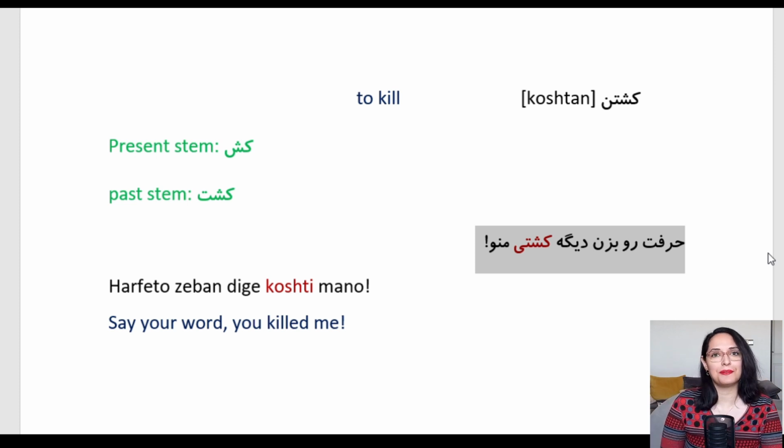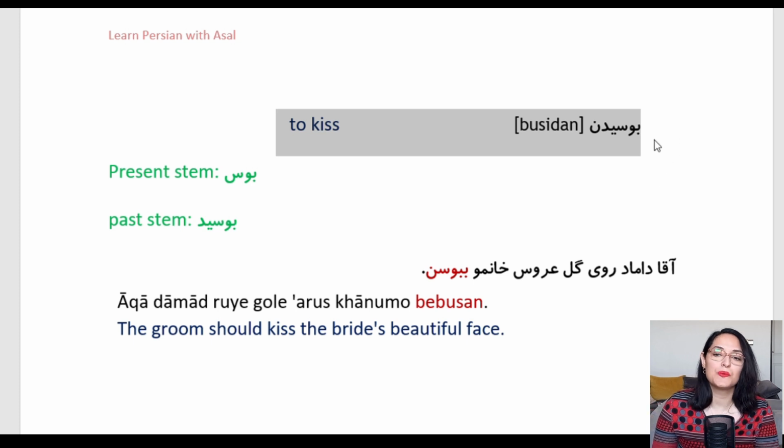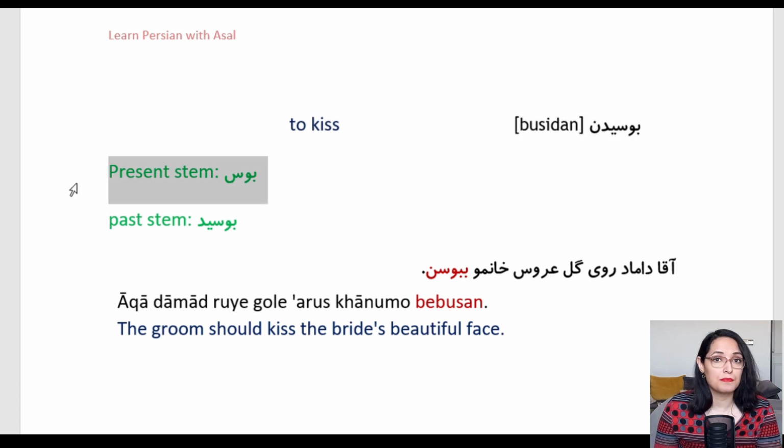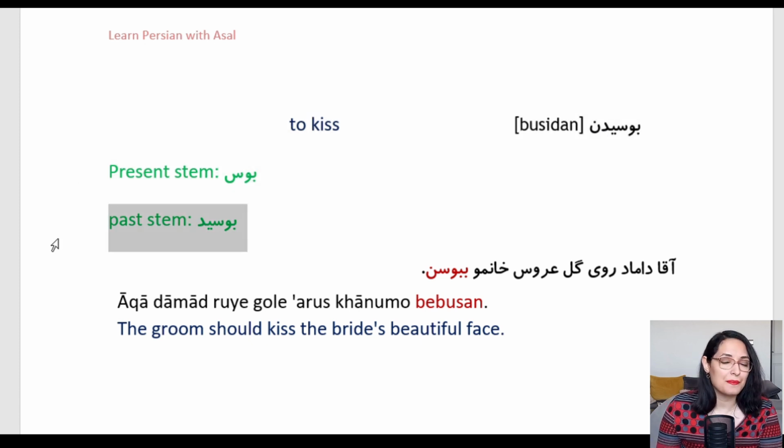And the last verb, بوسیدن. Present stem بوس, and the past stem بوسید.